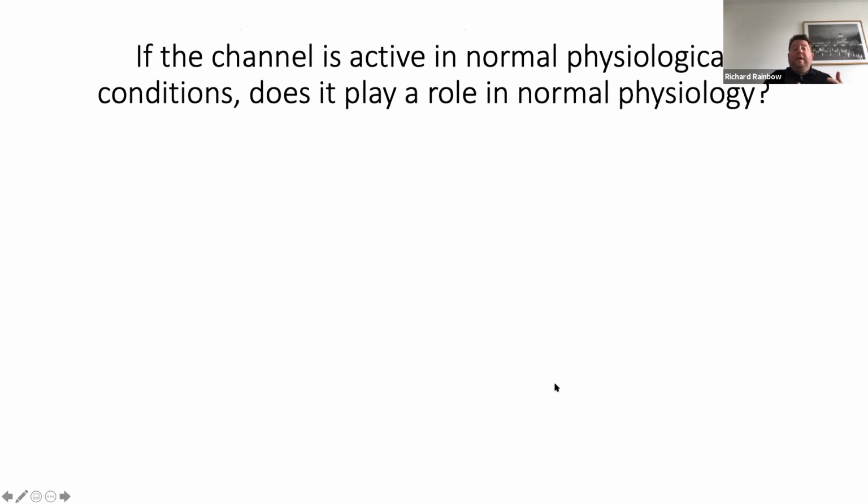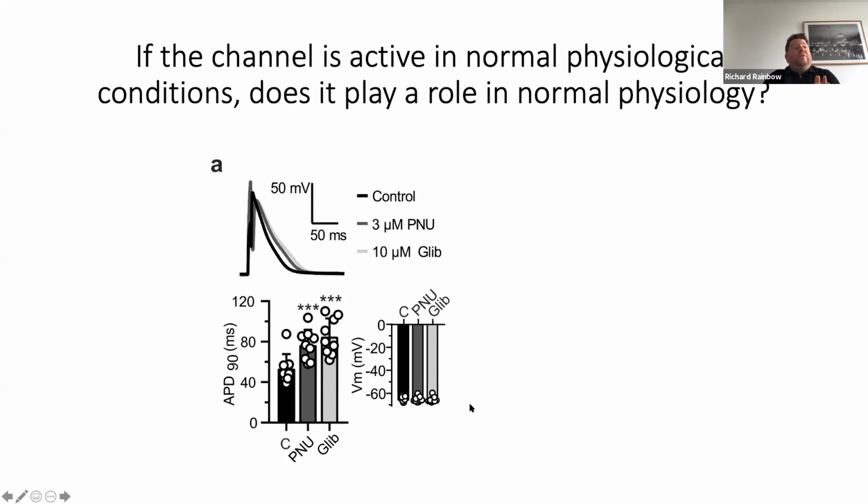So if the channel is active under normal physiological conditions, does that mean it plays a role in normal physiology that we've perhaps overlooked previously? And we actually think it probably does. So this experiment here is looking at the cardiac action potential from a rat ventricular myocyte. Now it's very different to a human action potential. It's much more triangular in shape. You don't get a long prolonged plateau phase like you do in the human action potentials.